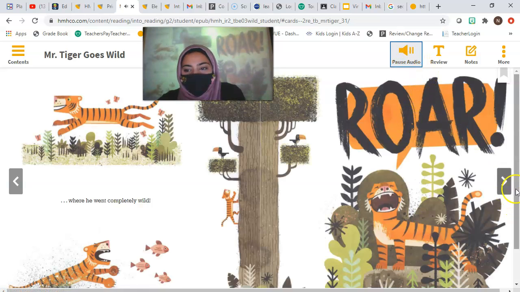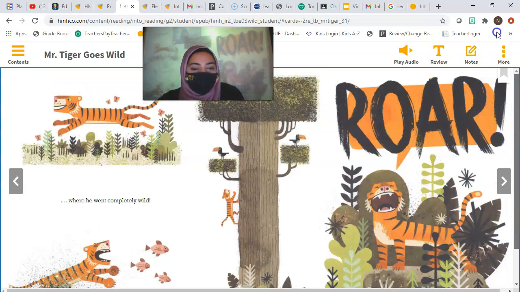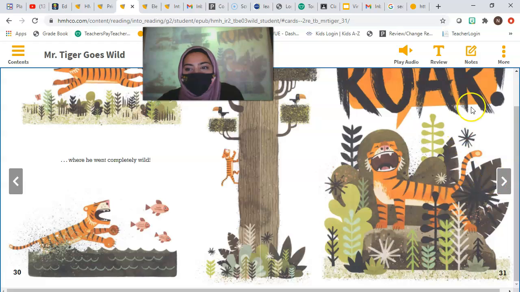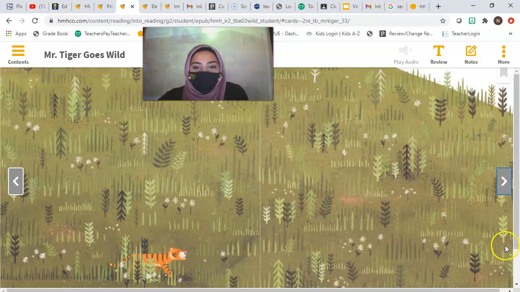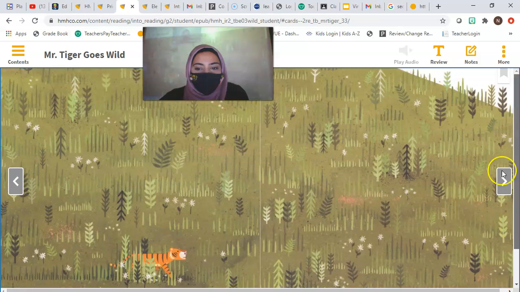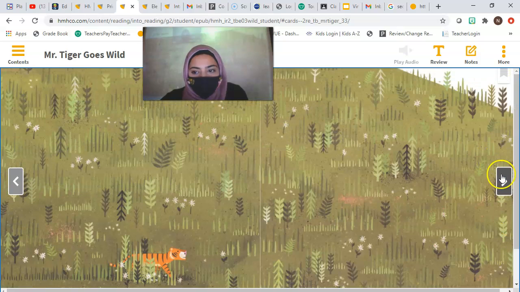Where he went completely wild. Roar! Look, he's going completely wild. He's catching fish by himself. He's jumping. He's climbing trees. Very good. He is roaring as loud as he can. Can he do these things in town? No, he can only do them where? Into the wilderness. Look here. Are there any other tigers other than Mr. Tiger? No.